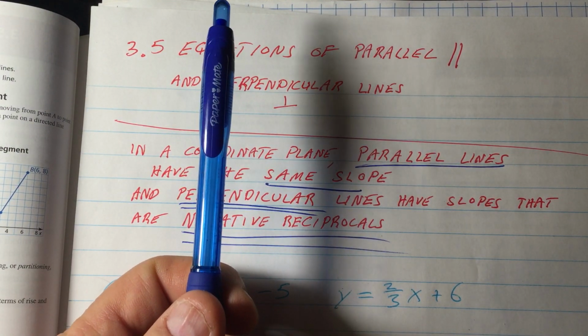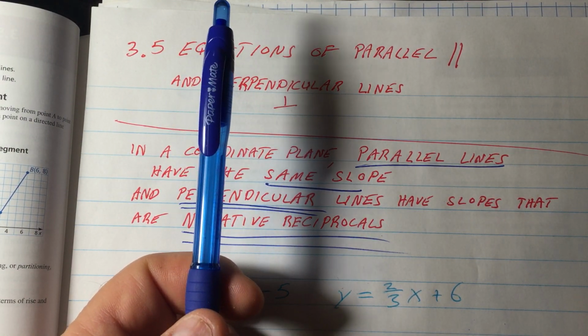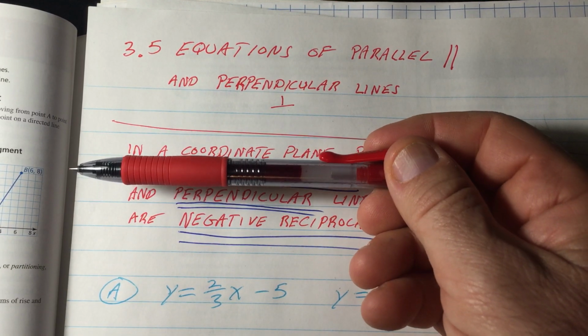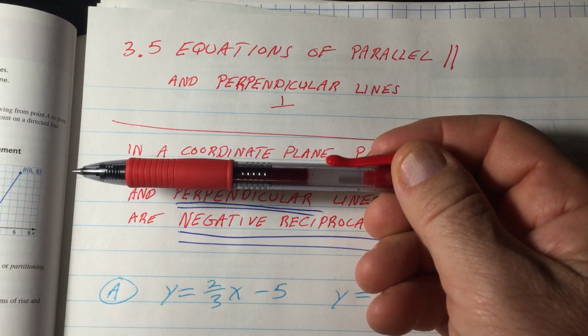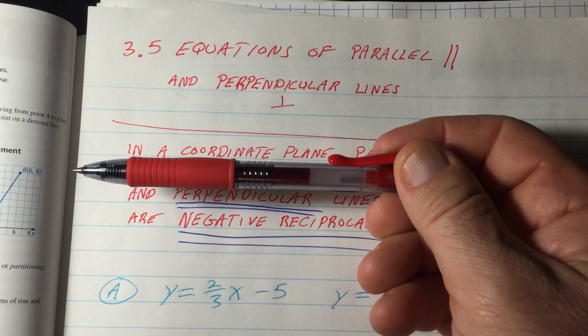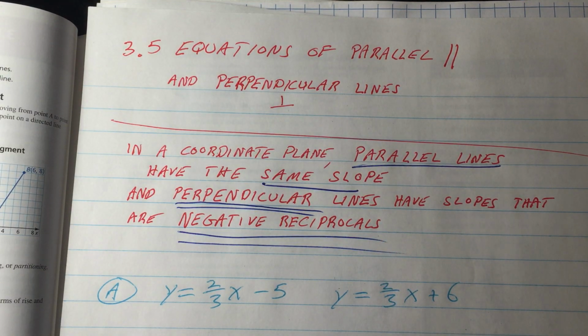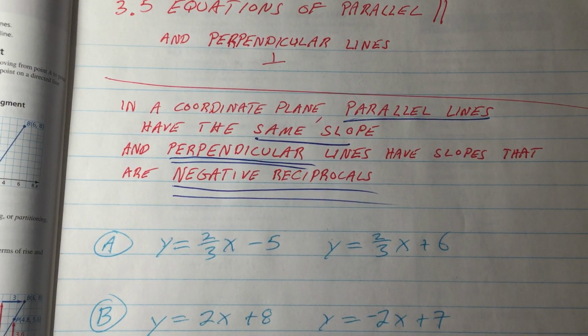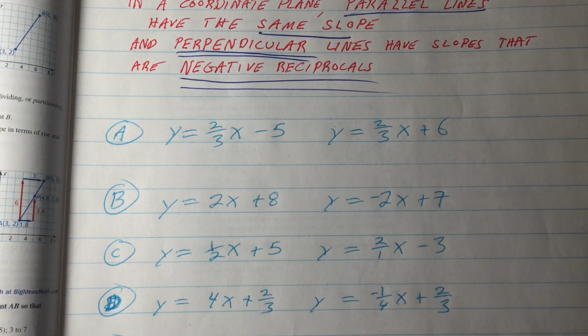Vertical lines, it's an undefined slope. Horizontal line, it's a 0 slope. Please don't say it doesn't have a slope. The slope is 0. Okay. So let's get some practice.